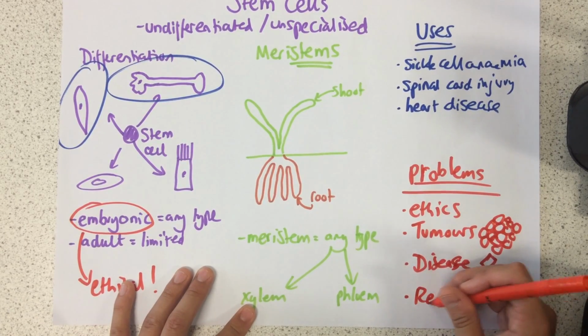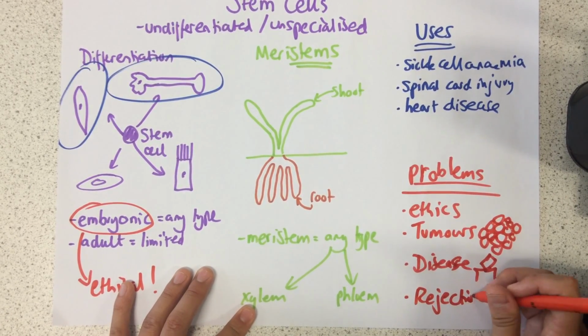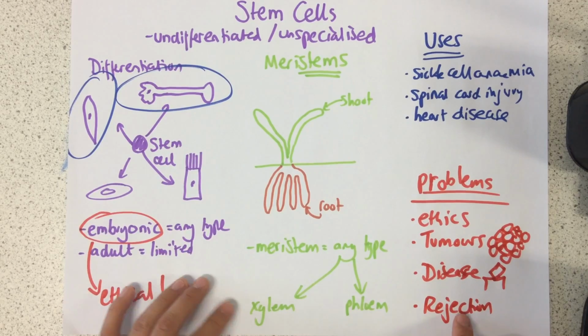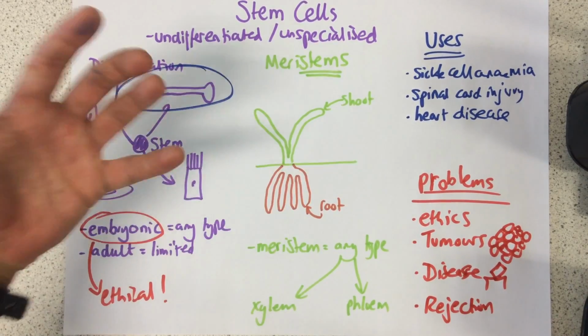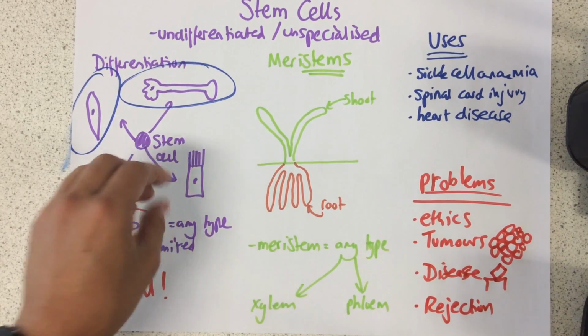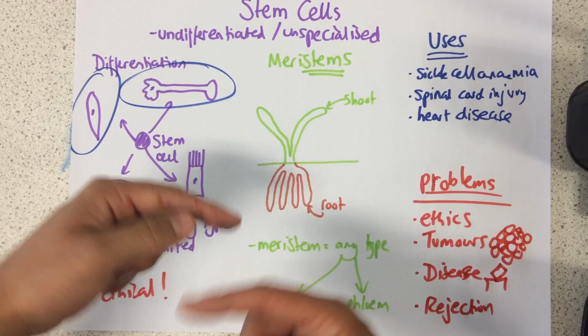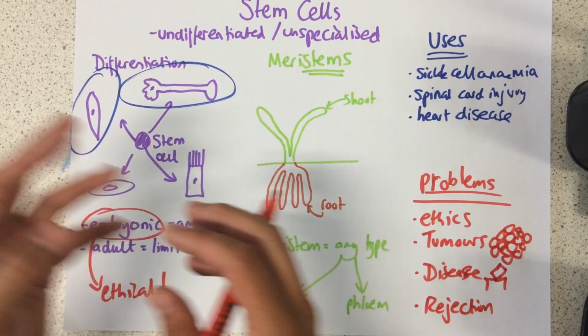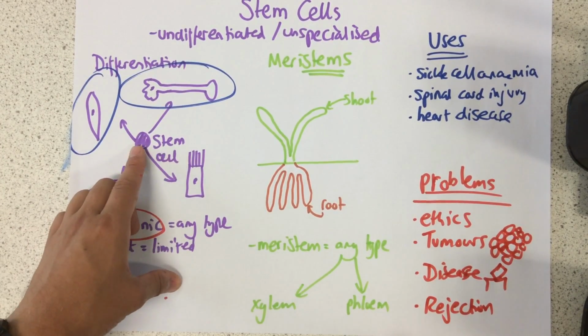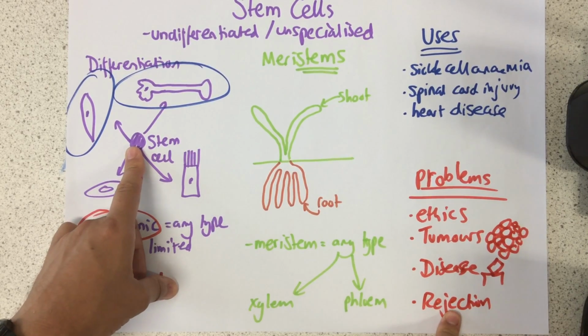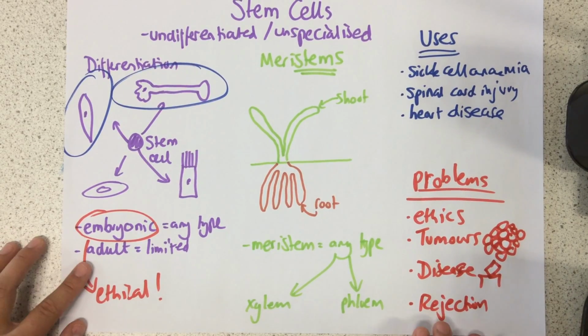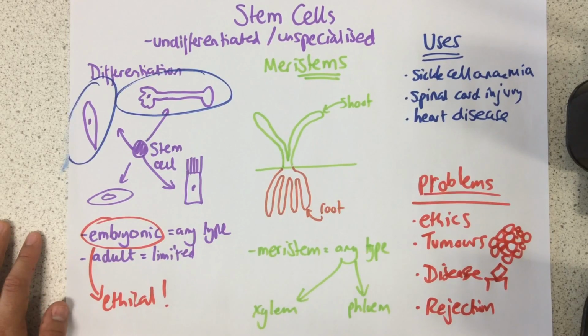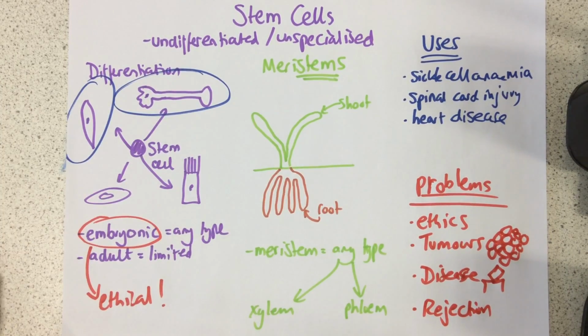And the final problem is rejection. If we put a stem cell or stem cells into someone's body, their body may well recognise it as being foreign and try to destroy it. The white blood cells might try and break it down. So the stem cells may well be rejected. So that is basically the summation. That is stem cells summarised.